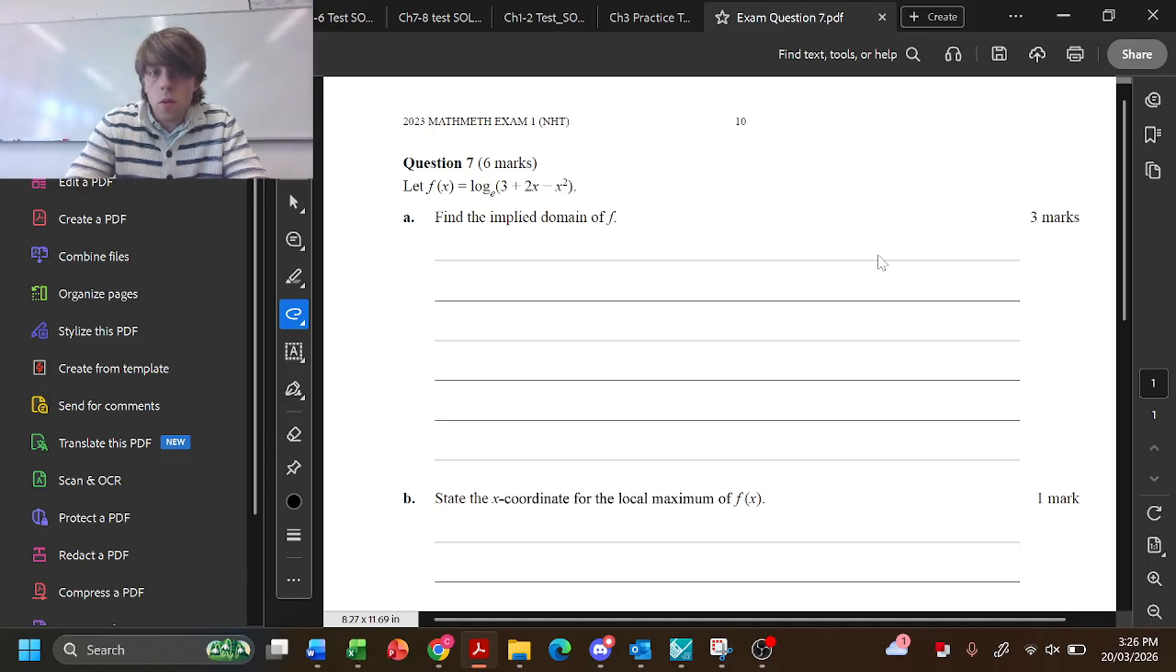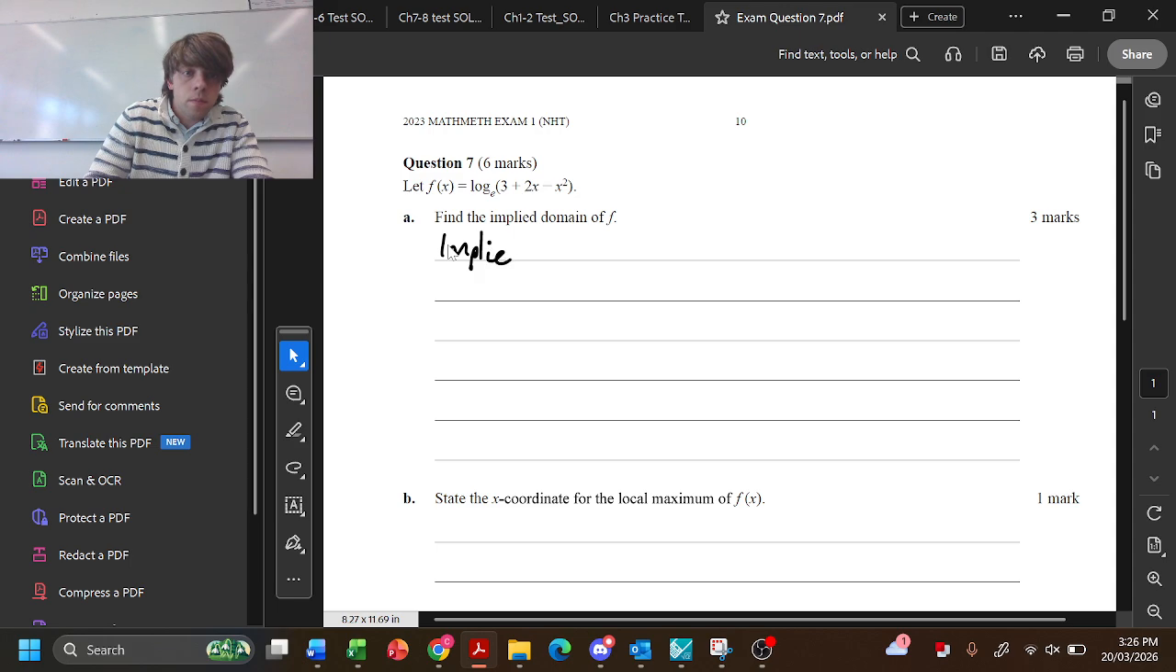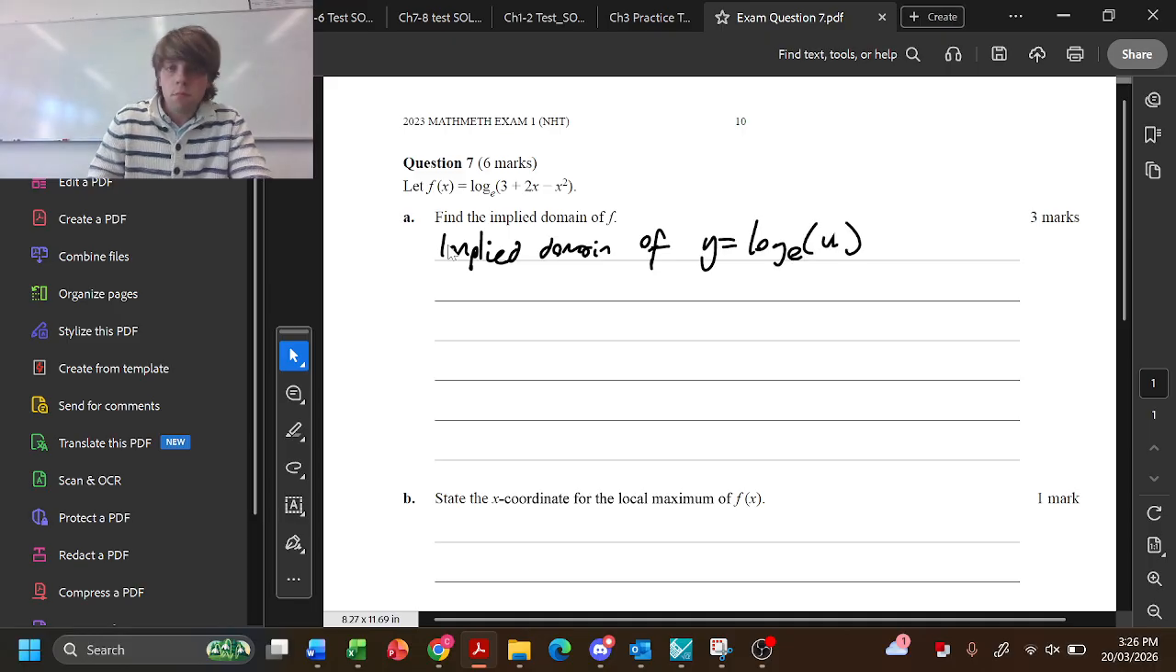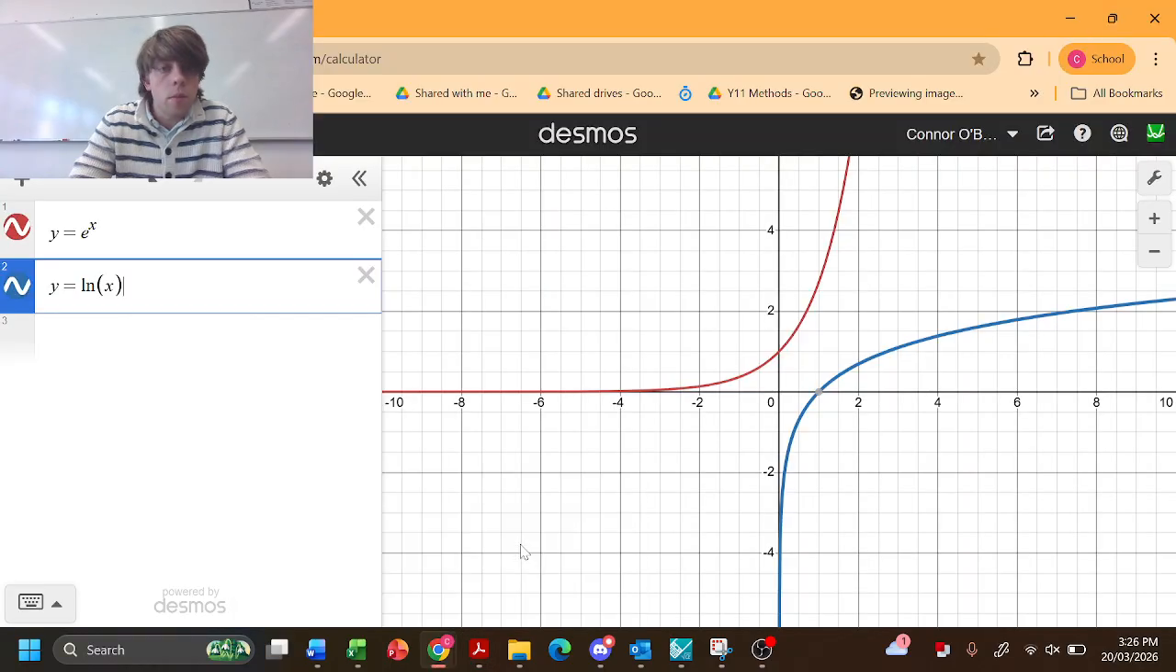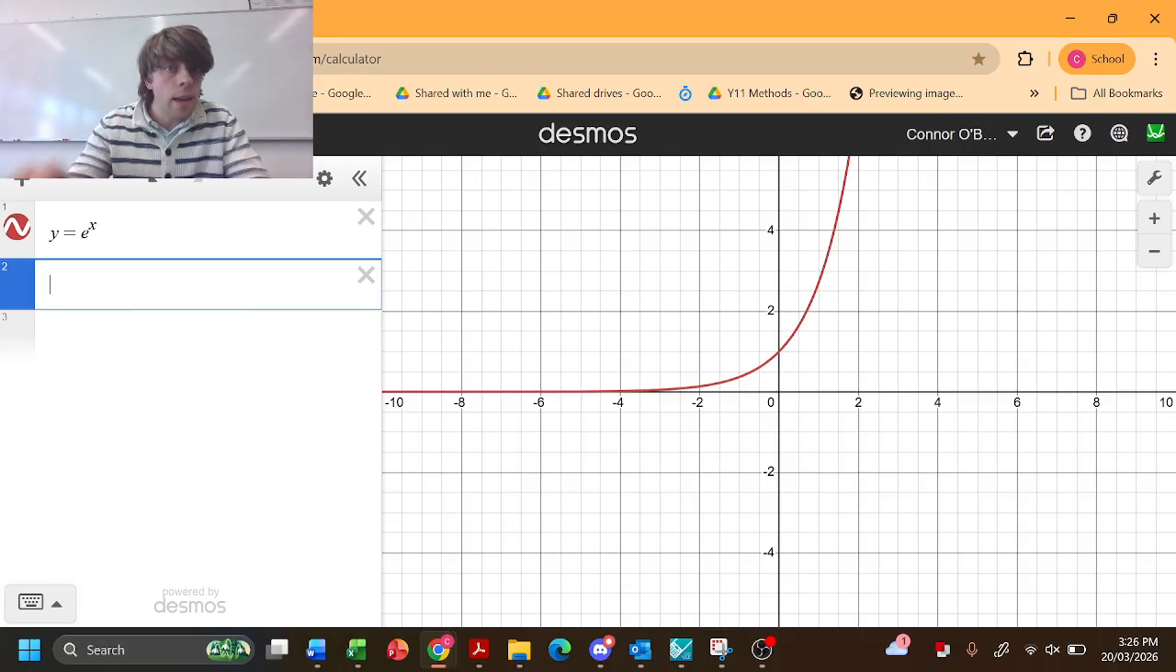So before we answer this question, we need to consider what is the implied domain of y equals log e of u. So what is the implied domain of this function? To understand that, let's just remind ourselves of what a logarithm looks like. So I've sketched here a graph of y equals e to the power of x.